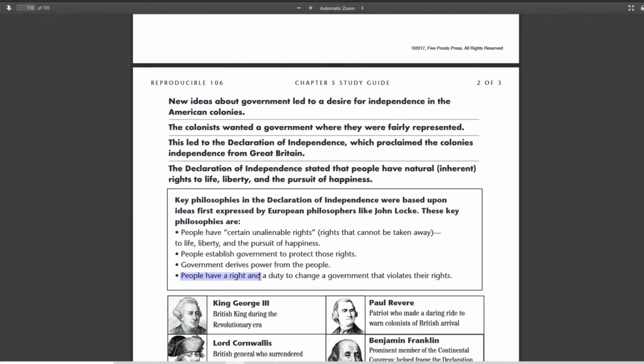And then finally, people have a right and a duty to change a government that violates their rights. So if a government goes around killing people indiscriminately, trying to intimidate them, taking away their freedom, stopping them from pursuing their life goals and dreams, then they have a right and a duty to change that government.